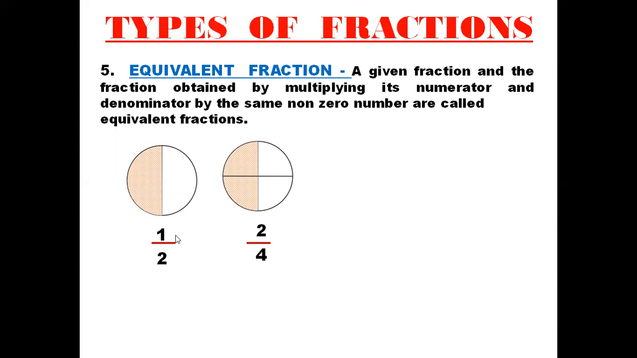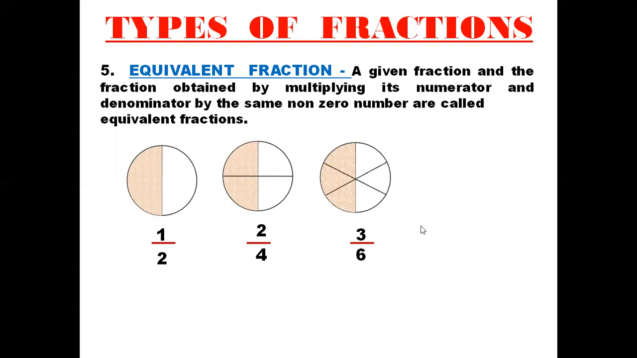So this half is multiplied with 2 in both numerator and denominator. So 1 multiplied with 2 gives us 2 and 2 multiplied with 2 gives us 4. So this is how we get equivalent fraction. Here this half is multiplied with 3 in both numerator and denominator.